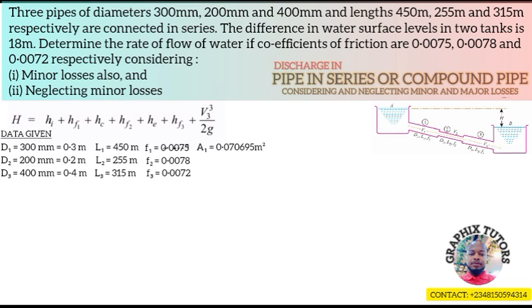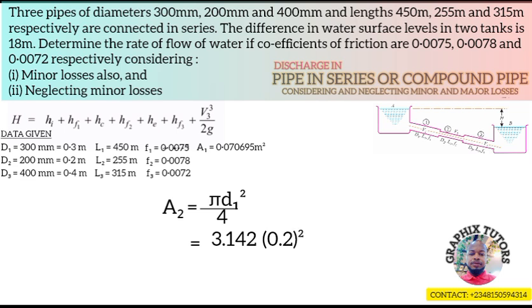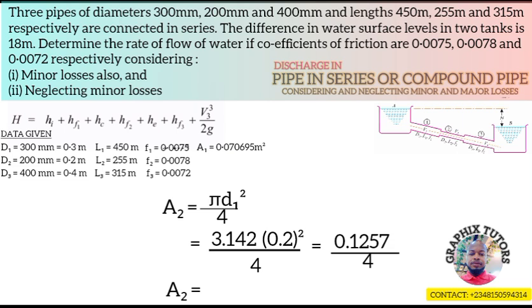Similarly, for A sub 2, the area at pipe 2, the same thing is happening: pi d2 squared over 4. We know pi is 3.142, multiplied by d2, the diameter of pipe 2, which is 0.2, squared, divided by 4. When you multiply 0.2 squared times 3.142, you have 0.1257 divided by 4. So A sub 2 will now give us 0.03142. So I'll put it here.